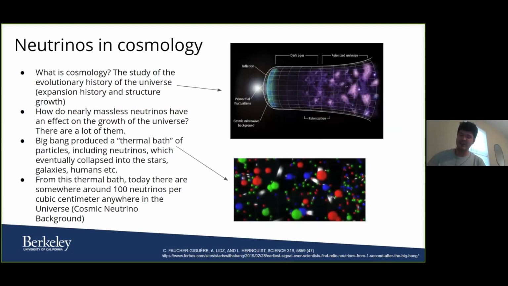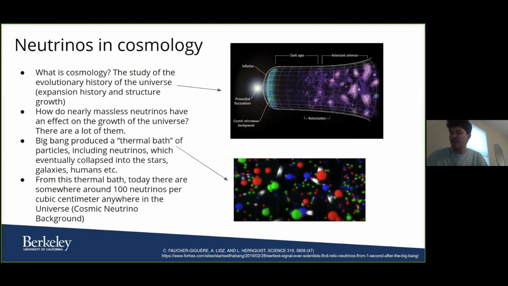All right, so neutrinos and cosmology. I'm assuming that some people have no idea what cosmology is, and the definition of it is relatively simple. It's just the study of the evolutionary history of the universe. So we have this idea of how the universe evolved over time, is that it started with a bang, and that there was this continued expansion that was decelerating for a while, and then recently started to accelerate due to this dark energy. And all along, there has been structure formation. So galaxies started forming, galaxy clusters and planets and humans and whatnot.